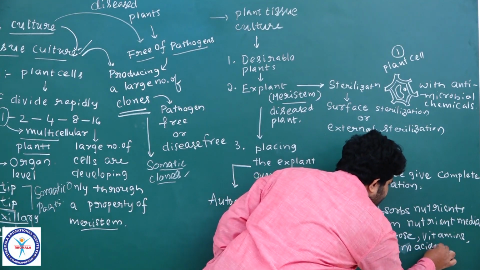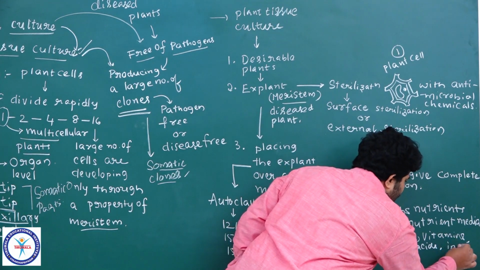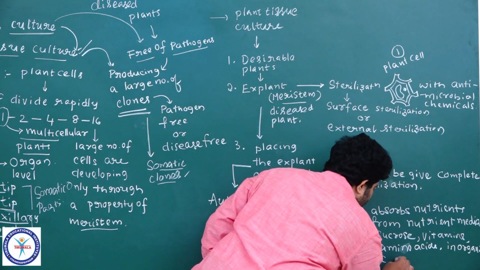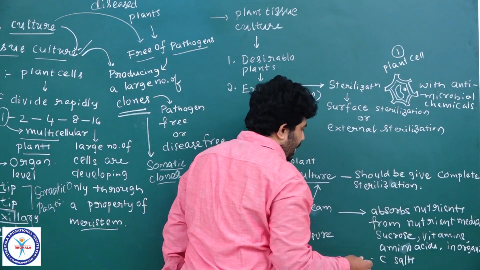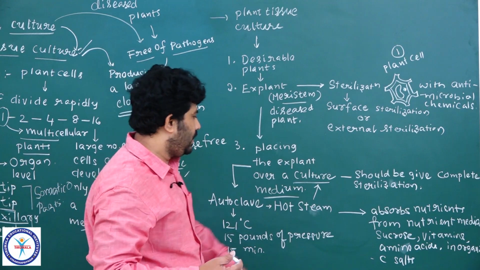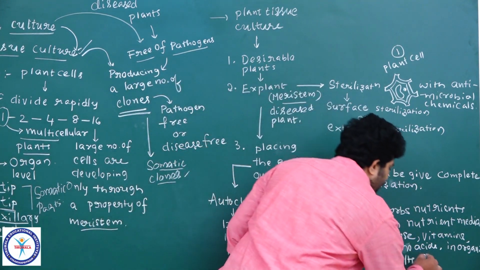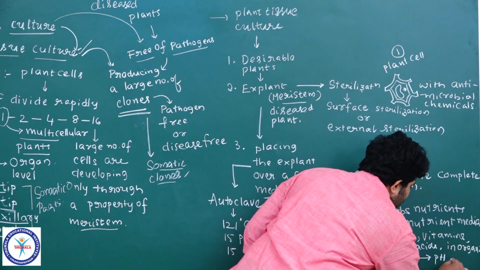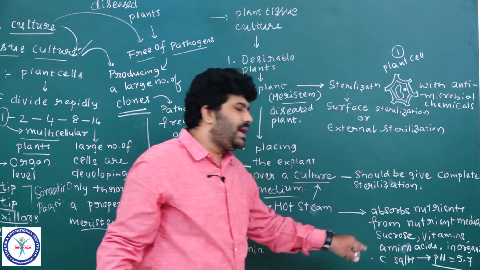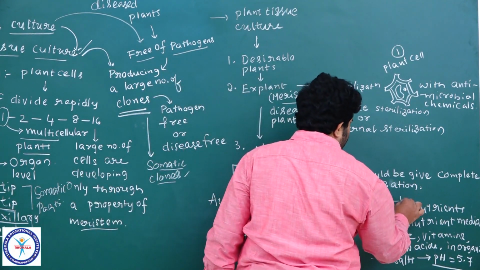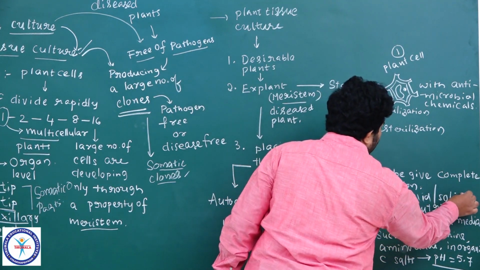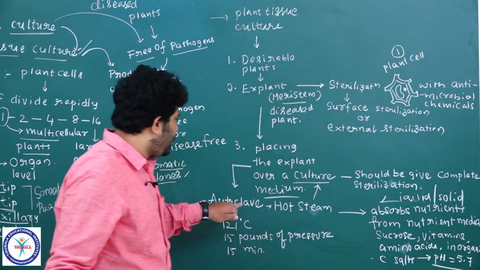Note down, students, amino acids, and inorganic salts like minerals we also have to add. Different kinds of essential nutrients are added to the nutrient media, which maintains a pH of 5.7. This nutrient media may be liquid or solid. Now, got the point? On that nutrient media we place the explant.